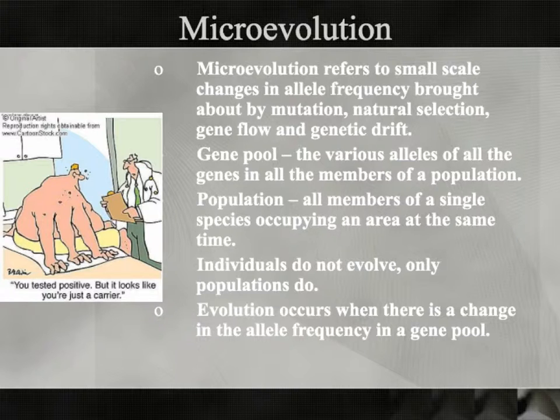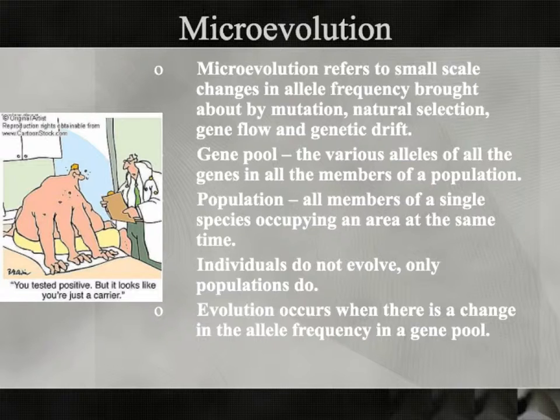So the first thing that we are going to look at is microevolution. Now microevolution refers to small scale changes in allele frequency brought about by mutation, natural selection, gene flow, and genetic drift. So meaning you have a set of individuals, now their DNA sequence might change through mutation, which creates something new, natural selection, so those who are better fit are going to carry on with their genetics, and those who aren't, that will die off.